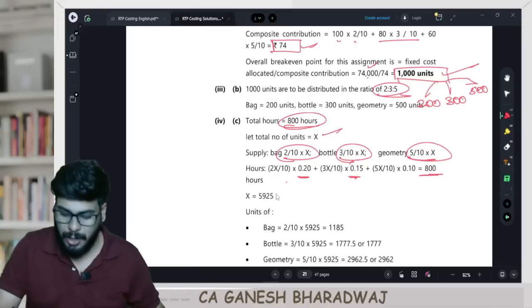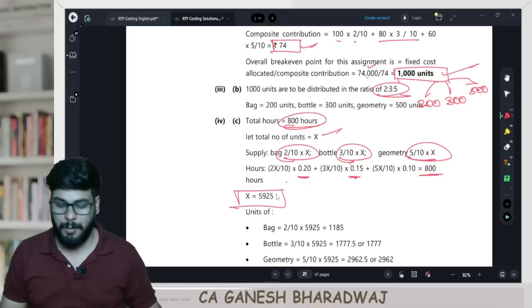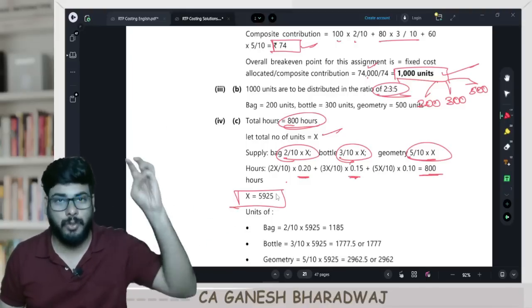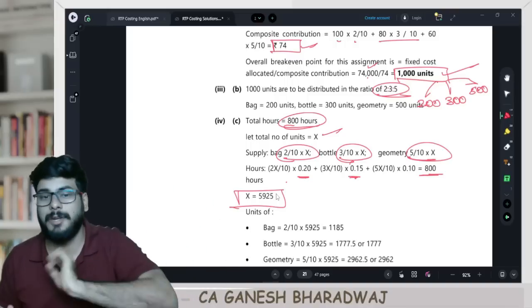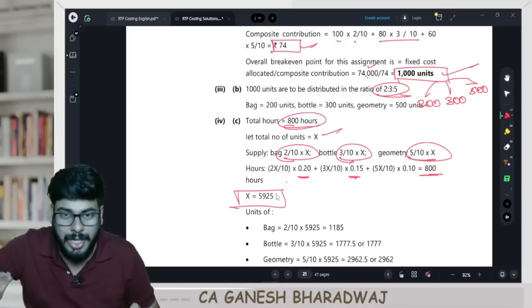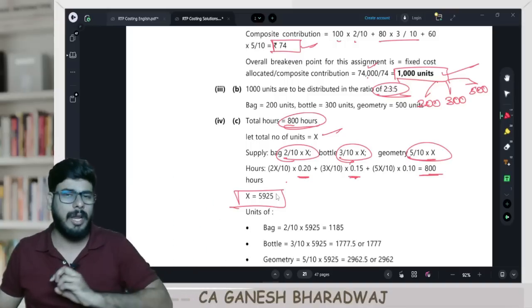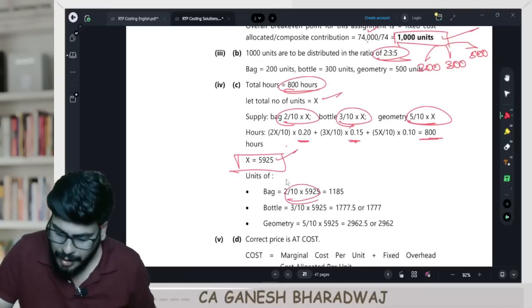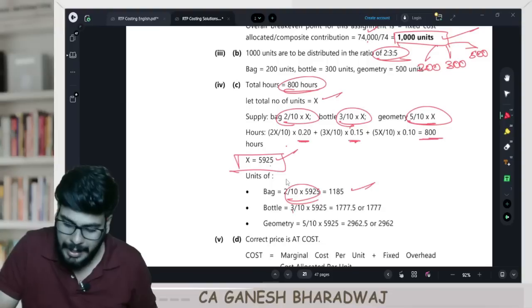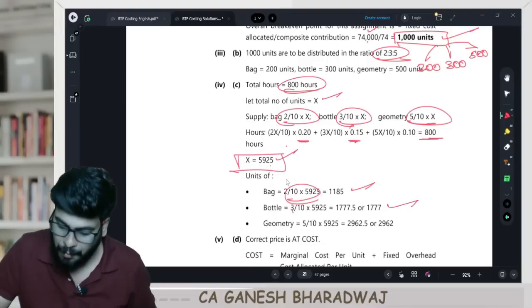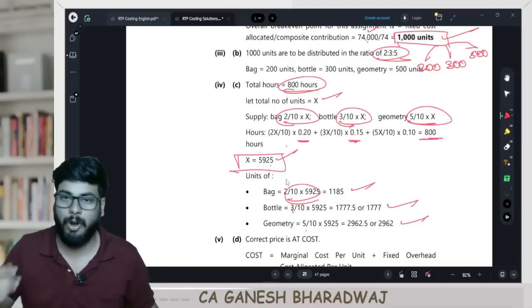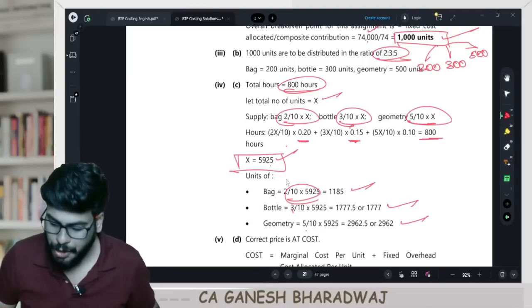If you solve this equation, you will get the X value as how much? 5925. 5925 is what? So the total number of school bags plus water bottles plus geometry boxes, right? So now you need to bifurcate this into bag, bottle and your geometry boxes. How will you do? So 2 by 10 into 5925, that will be the total number of bags. 3 by 10 into 5925, that will be the total number of bottles, and 5 by 10 into 5925, that gives you the total number of geometry boxes. If you multiply it, this is what you will arrive at.